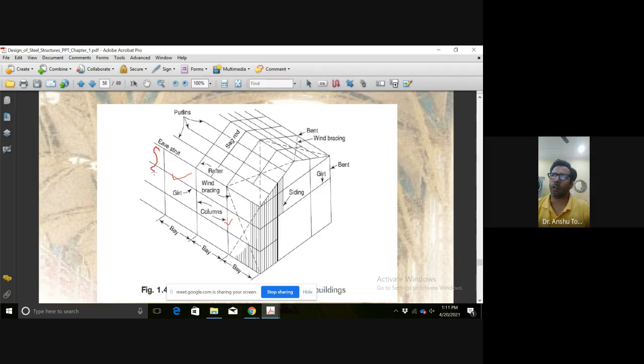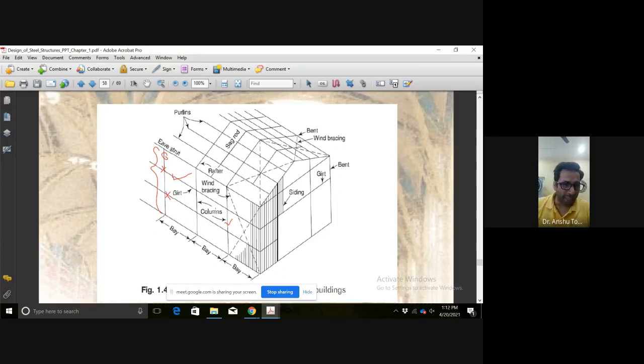What is going to be the unsupported length? आपको unsupported length कितना रखना है. अगर आप unsupported आप इसको हटा दोगे, so unsupported length is going to increase. So the cross section or the section of this column is going to change.